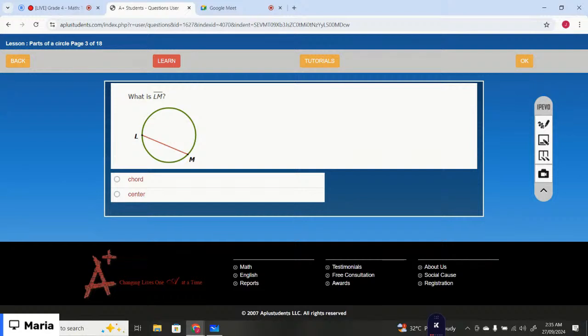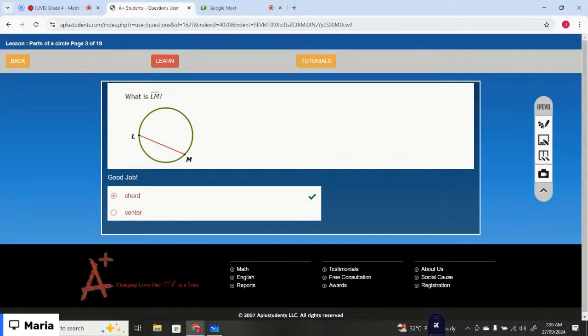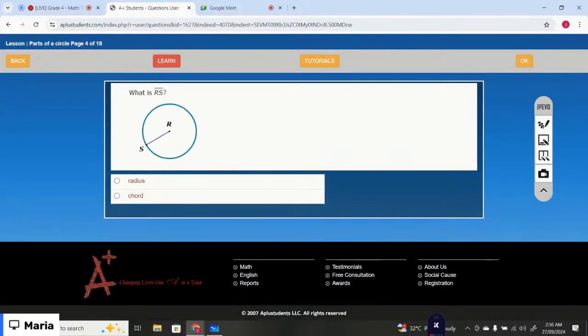What is LM? LM, again, is a line that touches the circle at 2 points, right? But that is not passing through the center of the circle. So chord it is. Option number 1 is the correct option. What is RS, which is the correct option? SR is the radius of the circle. Option number 1 is the correct option. That is the radius.